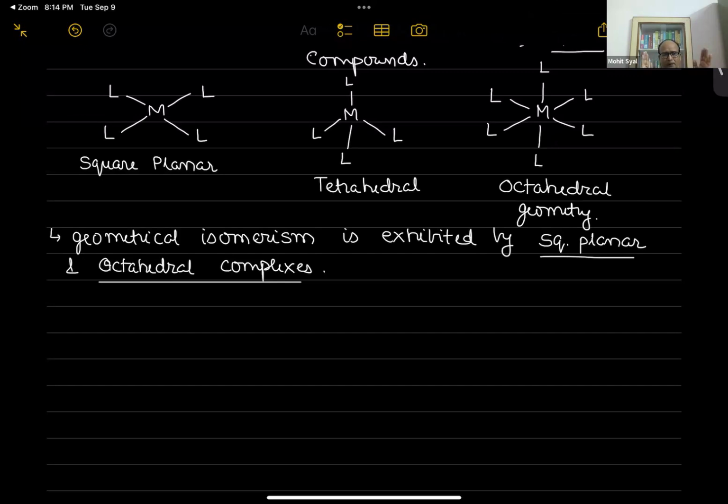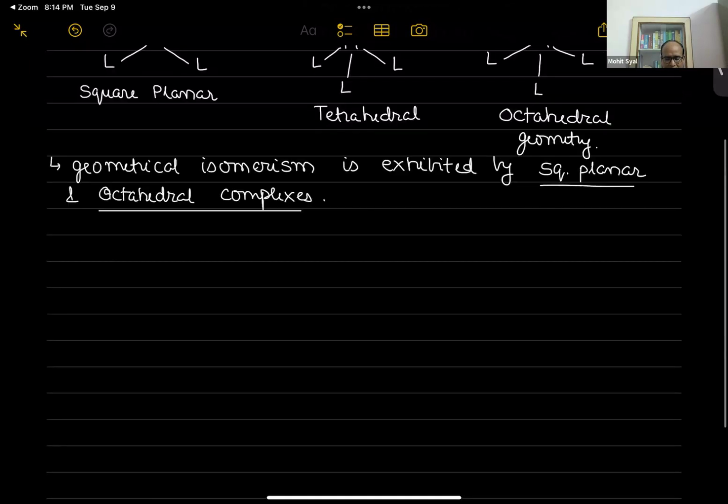Cis means two groups in the same plane on the same side, right? In square planar, you can clearly see that two groups are on the same plane. They are on the same side or on the opposite side of the metal. Same in the octahedral, you can also see. But in tetrahedral, you cannot have that kind of cis and trans arrangement. Is it clear? So square planar complexes and octahedral complexes can exhibit geometrical isomerism. Next, let's compare the square planar complexes.